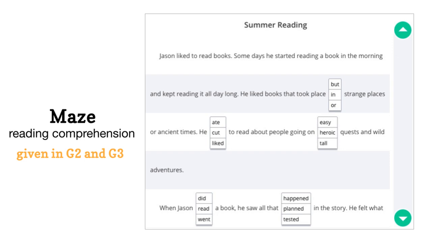The maze is a group-administered assessment for grades 2 and 3. Students independently read a passage where some words are replaced with 3 options. Then they must select the word that makes the most sense in the sentence.